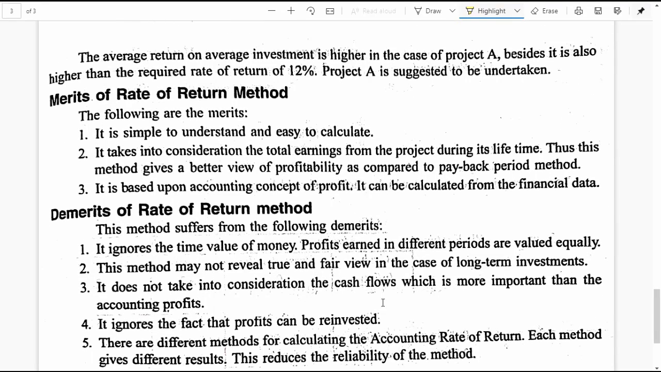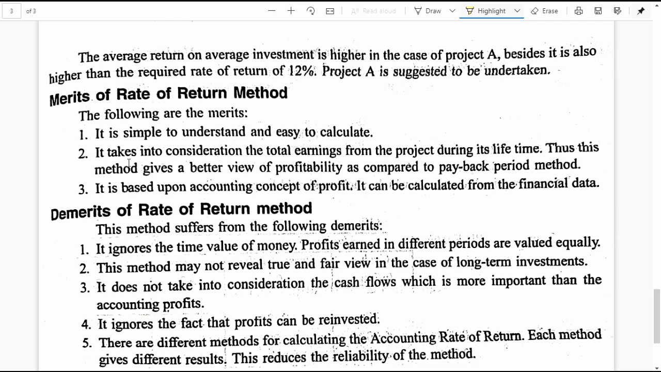Now the merits of the accounting rate of return method. Number one, it is simple to understand and easy to calculate. The reason is that the input for calculating accounting rate of return can be easily gathered from the financial accounting records, because it makes use of only the financial profit, which is calculated based on the accrual accounting method. That is why it is very easy to understand and easy to calculate as well.